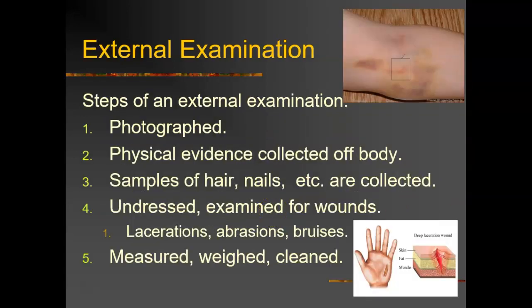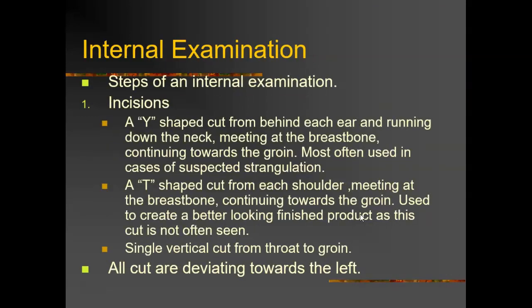So here's the external examination example. So step 1, things are photographed. Physical evidence is collected off the body. Samples are taken from the hair, nails, etc. They are undressed, examined for wounds, measured, weighed, and then the last step is they clean the body. So once the external examination is complete, then they move on to the internal examination.